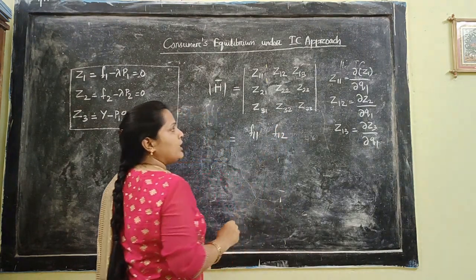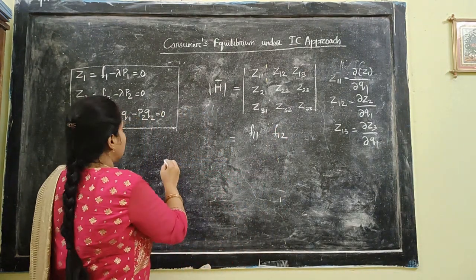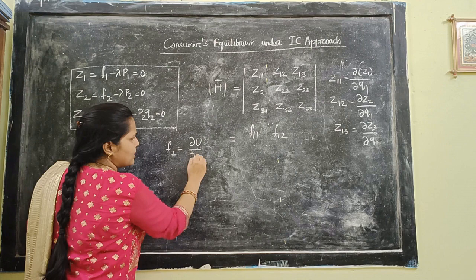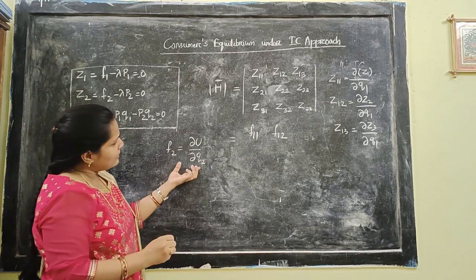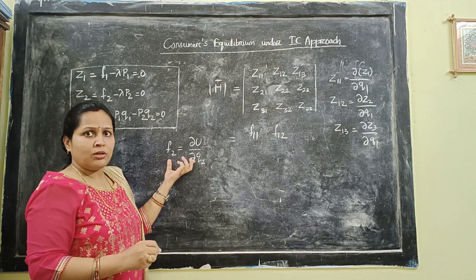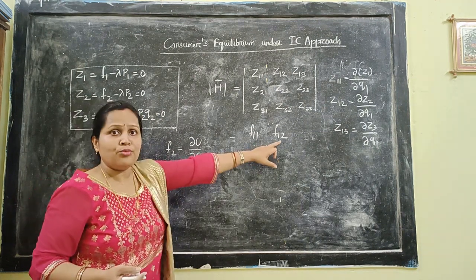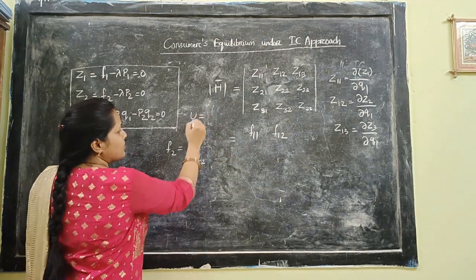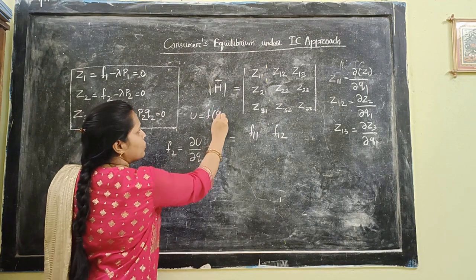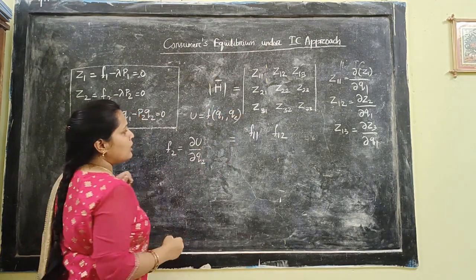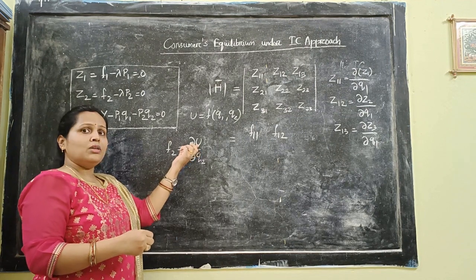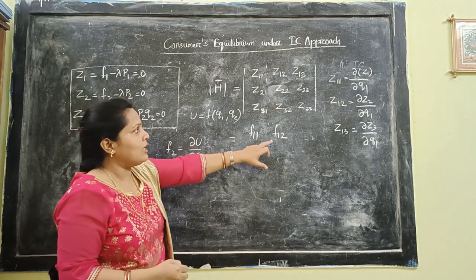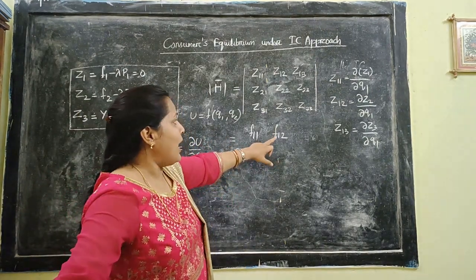Here we cannot take it as a constant. F2 is the partial derivative of U with respect to Q2, right? You can ask that since there is no Q1 term, how can we write it F12? We can write it as F12 because utility is a function of both Q1 and Q2. If we write U, both Q1 and Q2 terms are there. So we can partially derive this and write it as F12.